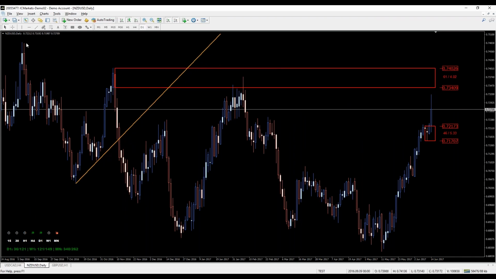This happened at supply, so price went to supply. We cut through the trend line. We caused market structure to fail. This area of supply did it. This is where we trade.